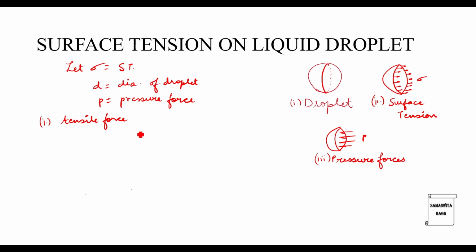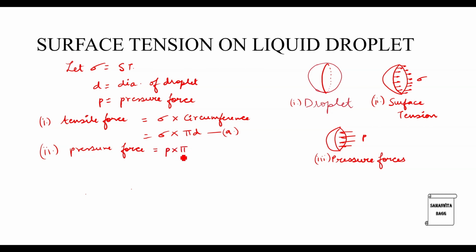And if I have to write an equation for it, this will be equal to sigma into the circumference. So that will be nothing but sigma into pi d. So let me mark this as equation A. Now the second thing that will be acting is the pressure force which is inside the liquid surface. So this pressure force will be nothing but pressure into area. And area over here will be pi by 4 d square. It's a cross section area. So this is my equation B.